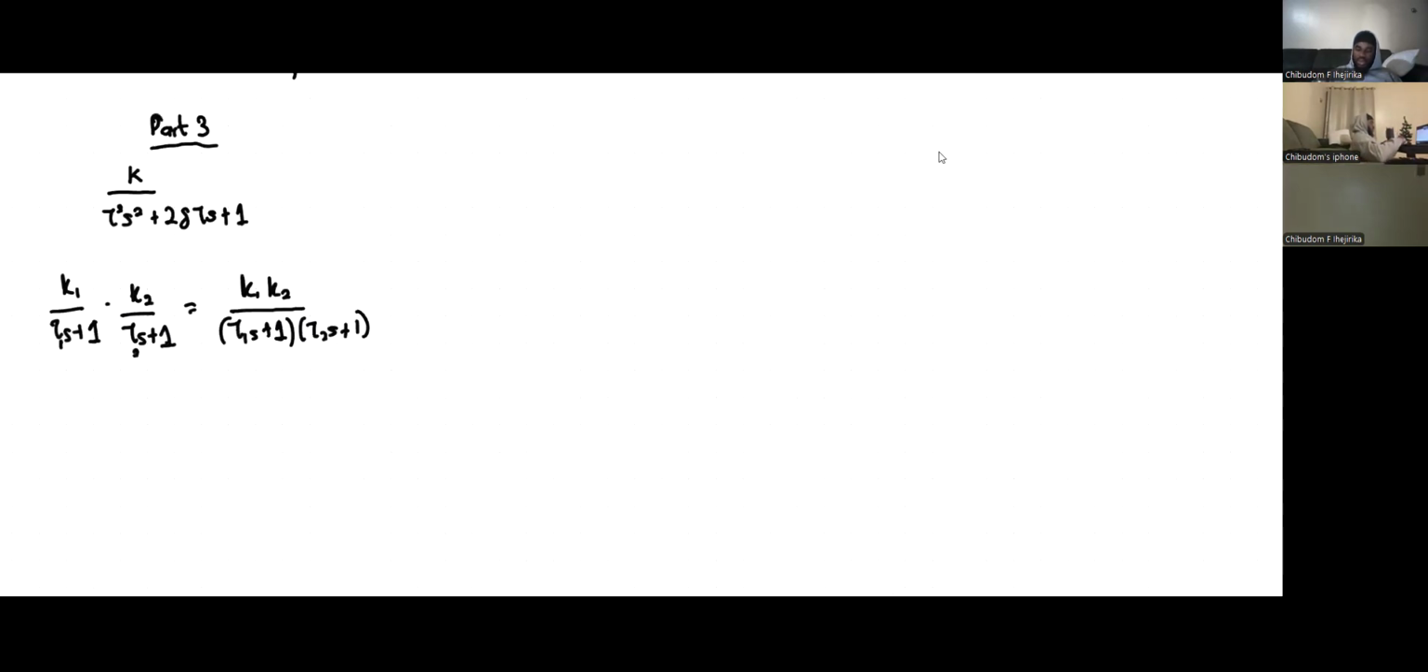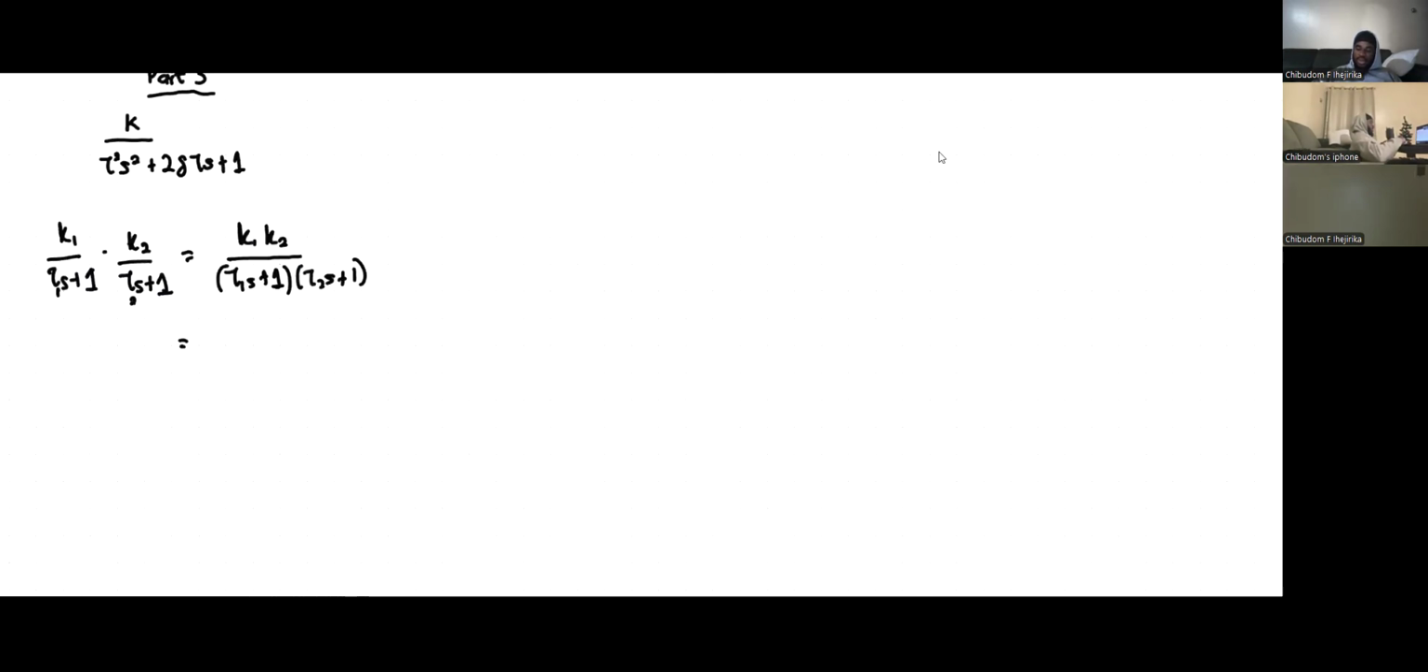So now we'll just open up the brackets: K1 K2 over tau 1 plus tau 2. No, there's no plus. This is going to be direct: tau 1 tau 2 s squared. And these two will multiply, so this is where it's coming from, tau 2 s plus 1. So we're good on that.